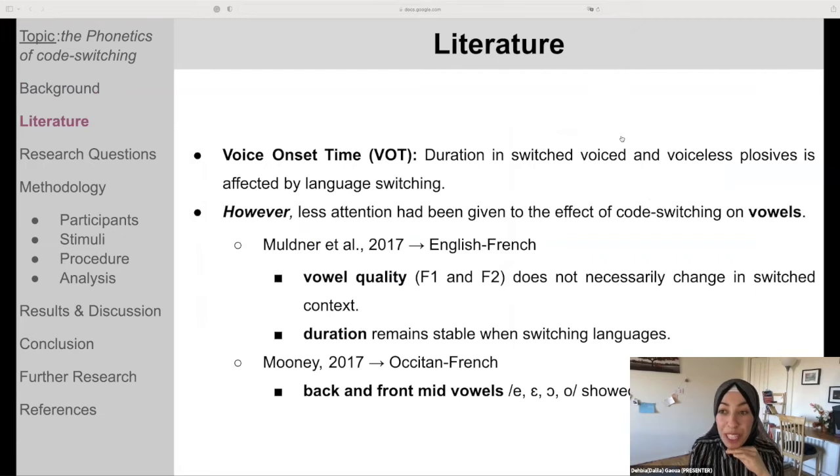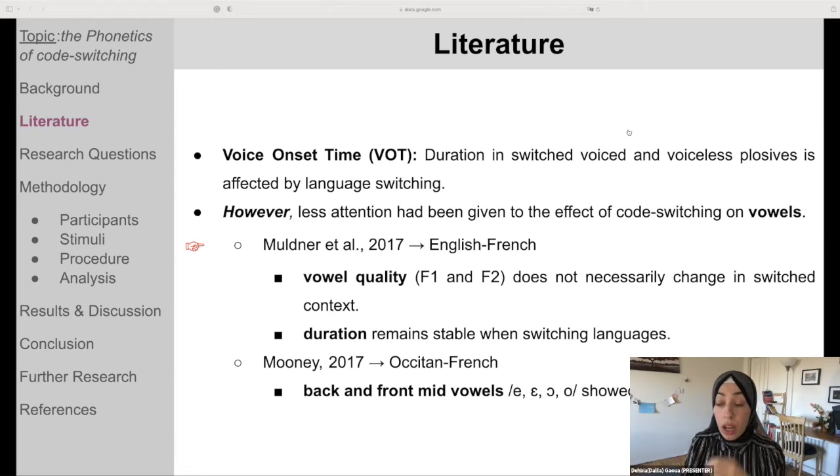I'm going to go briefly through the literature on the phonetics of code switching. The literature focused heavily on the segmental side, and the feature that attracted researchers most was VOT, as shown here. VOT is a property of consonants, mainly plosives like B, T, K. The major finding is that duration in switched voiced and voiceless plosives is not affected by language switching. Basically, when bilinguals switch from one language to another, they have this cognitive flexibility.